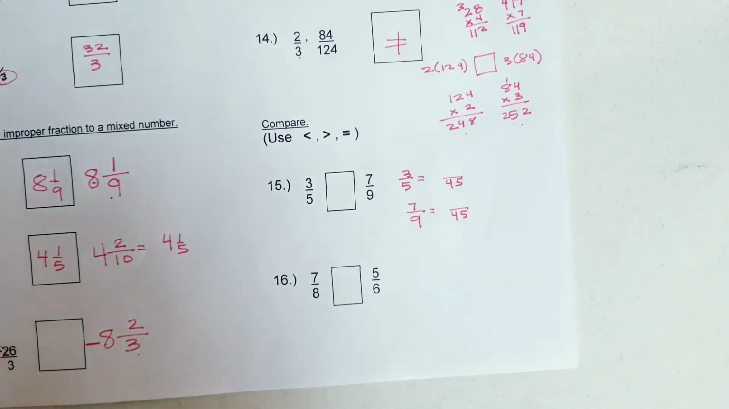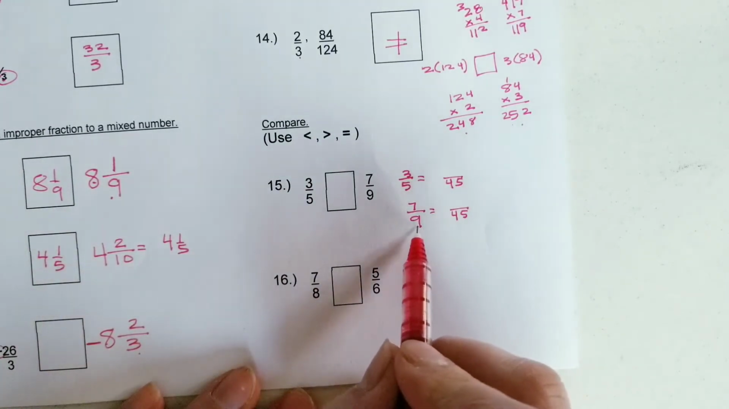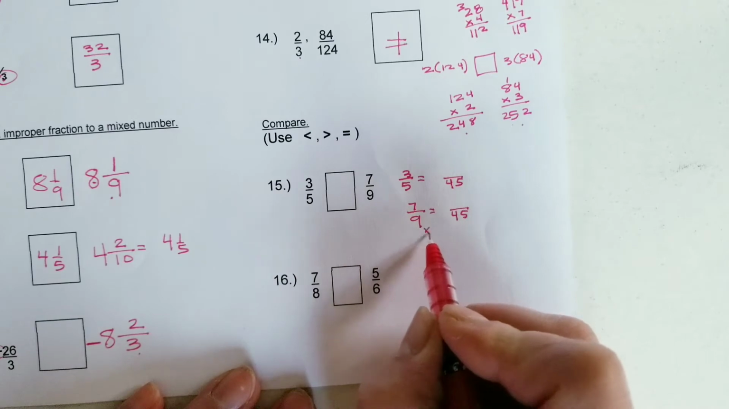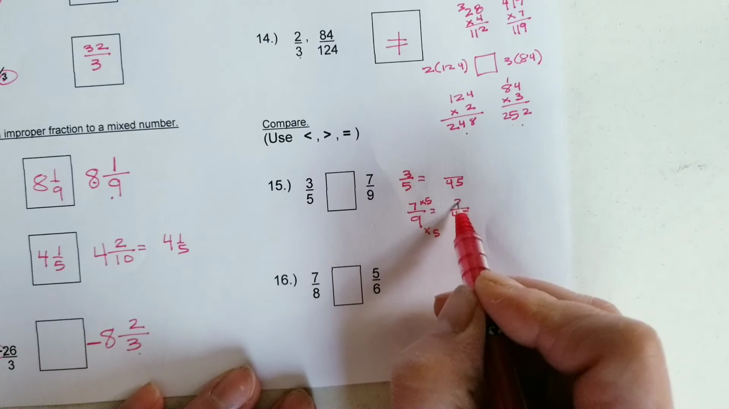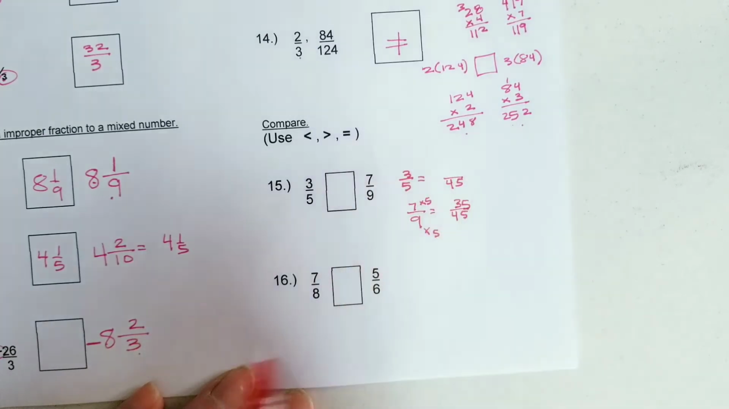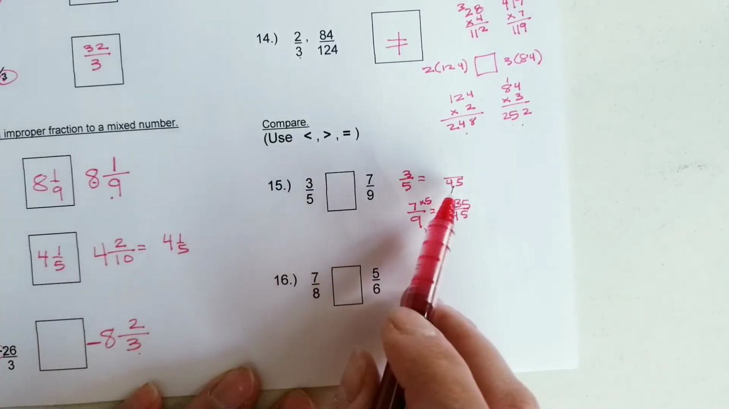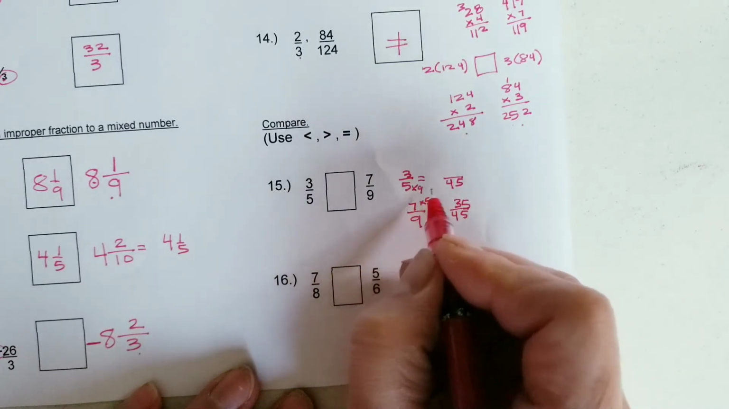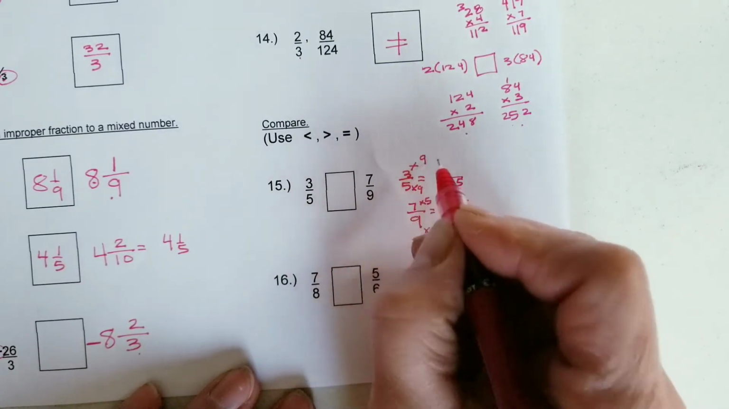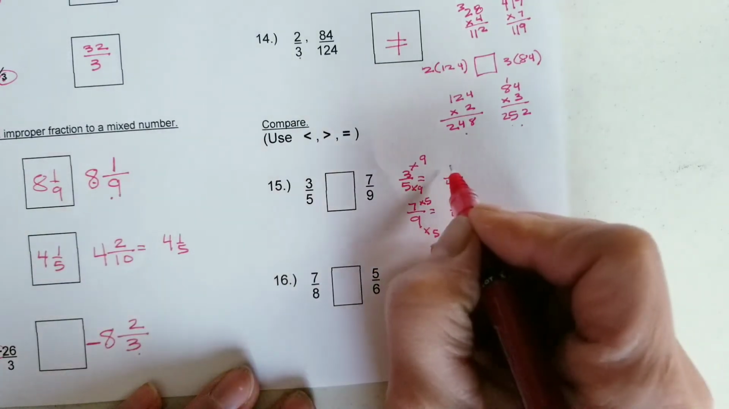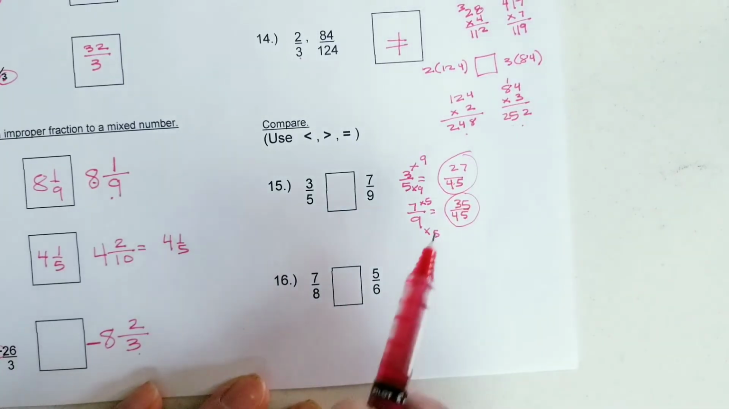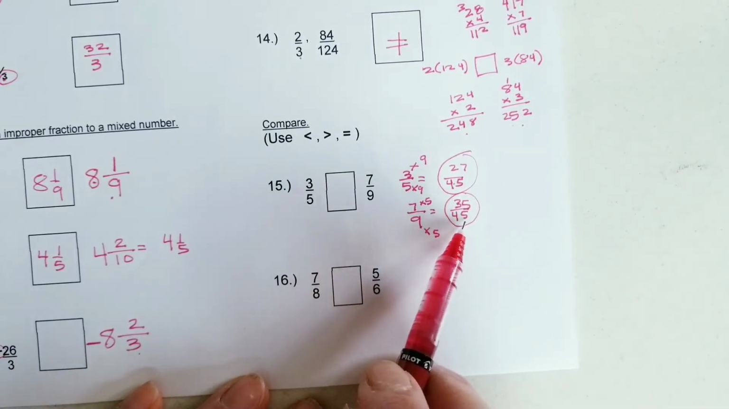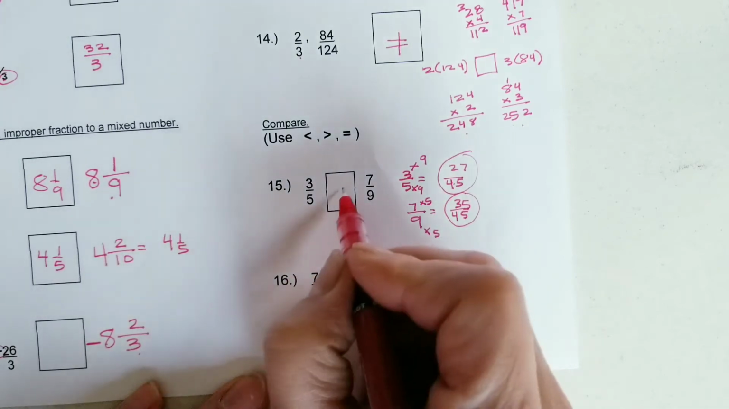Basically all you do for that is you just multiply the two denominators. Hopefully that makes sense. And then you say 9 times what equals 45? 9 times 5 equals 45. So then you multiply the numerator. 7 times 5 equals 35. And then up here, 5 times what equals 45? 5 times 9 equals 45. So you multiply the numerator by 9 as well, and you get 27. So you have 27 45ths and 35 45ths. Which is greater? 35 45ths is bigger than 27 45ths.